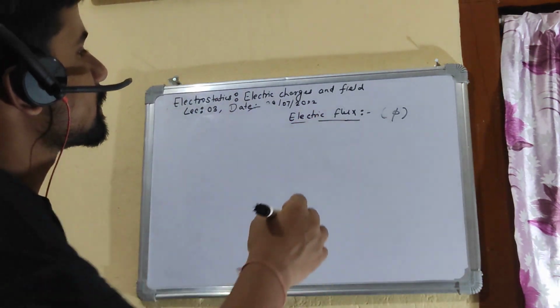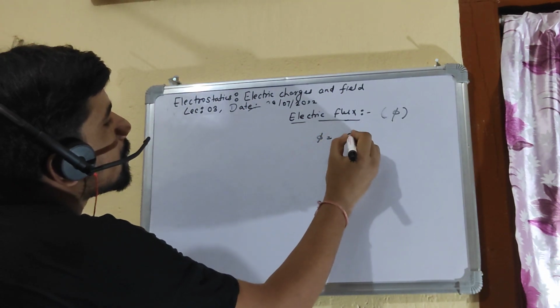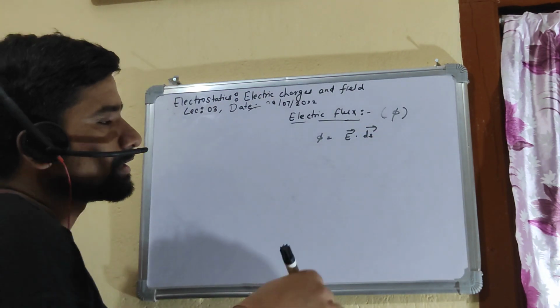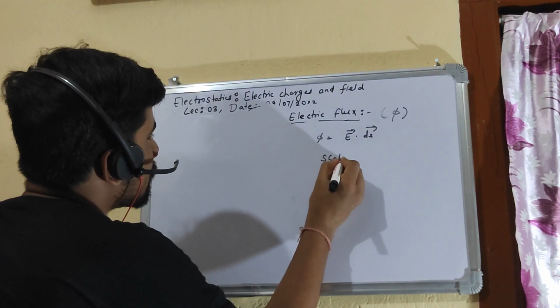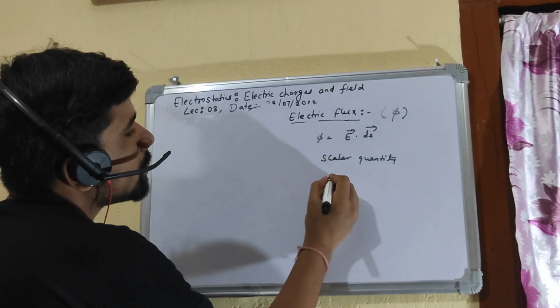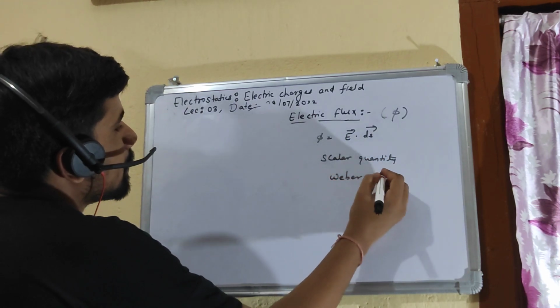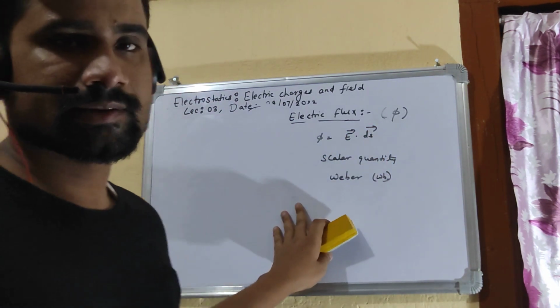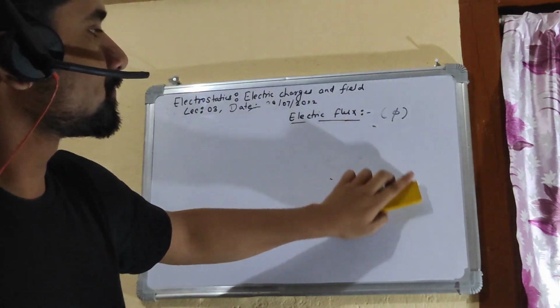So flux is a dot product of two vector quantities, which are electric field intensity and area. Hence flux is a scalar quantity. Do remember that flux is a scalar quantity, and the unit of flux is the Weber, which is Wb. So this is clear about flux, right? Okay.